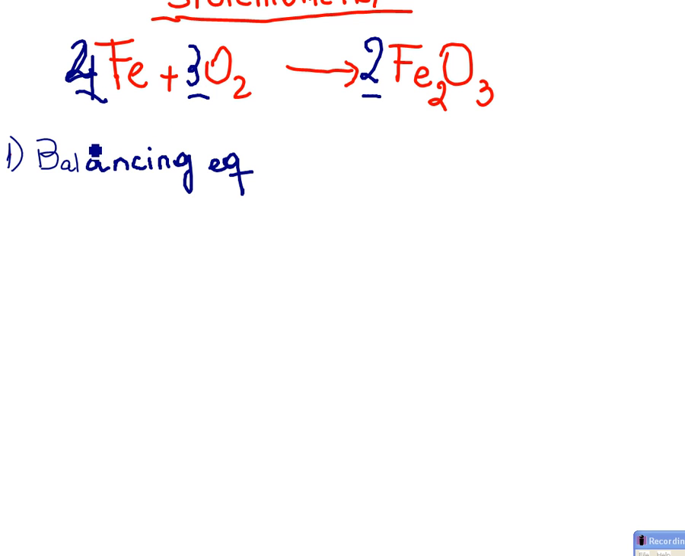And 3 here. Let's count. We have 4 irons here, and 2 times 2 is 4 irons. 3 times 2 is 6 oxygens. And 2 times 3 is 6 oxygens, because these two affect the other one as well. Is that okay? Now we can begin calculating things. So the second step will be adding the masses.